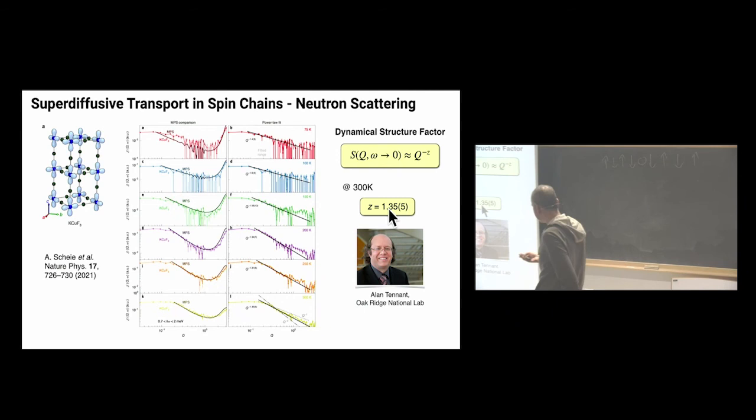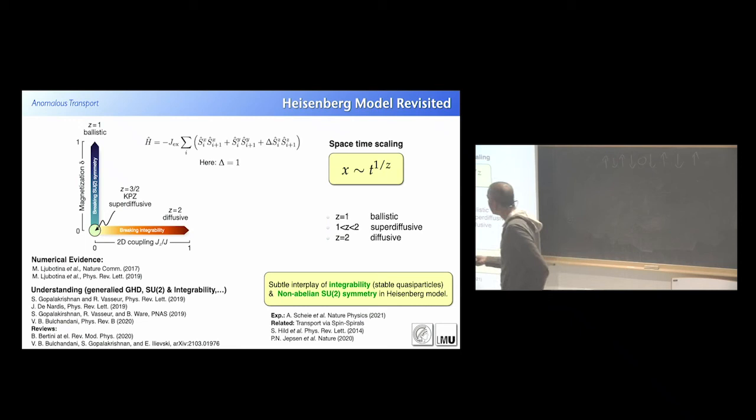So we can test this now. We can realize the Heisenberg model, and we're going to realize it at the isotropic point, so delta equal 1. We can test how the system behaves, what the transport properties are for delta equal 1, and then we can break some symmetries in the system.